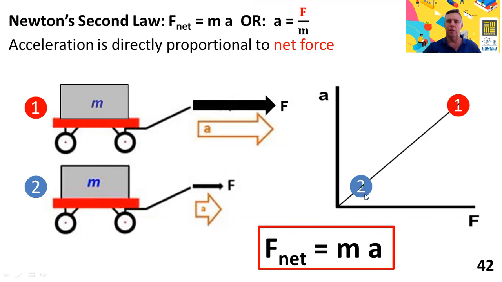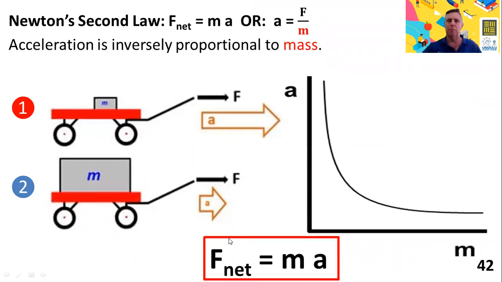Now notice, in order to investigate the relationship between acceleration and force, we had to keep the mass constant. So mass here would be the controlled variable. Acceleration is dependent on force, which is the independent variable. For the second part of the experiment, we investigate acceleration versus mass. So we have to keep the force constant here. Force is controlled. Acceleration, again, is dependent, and mass is independent.